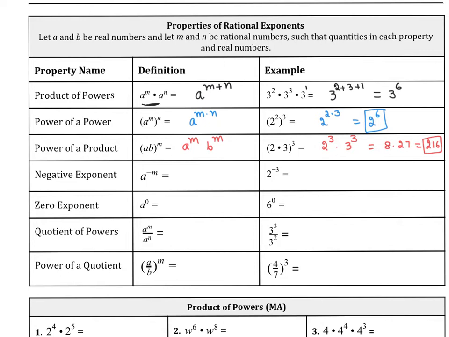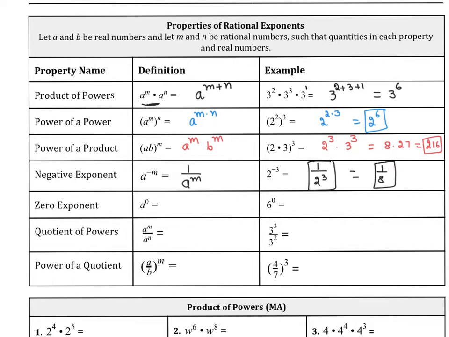Now we have negative exponent. So what is a negative exponent? We always want our answer to have a positive exponent. So we're going to make this negative exponent positive. So we're going to flip that: 1 over a to the power m. So whenever you take a reciprocal, you're going to turn that negative into positive. So for example, 2 to the power negative 3, you're going to flip that as 1 over 2 to the power 3, and that's going to be 1 over 8.